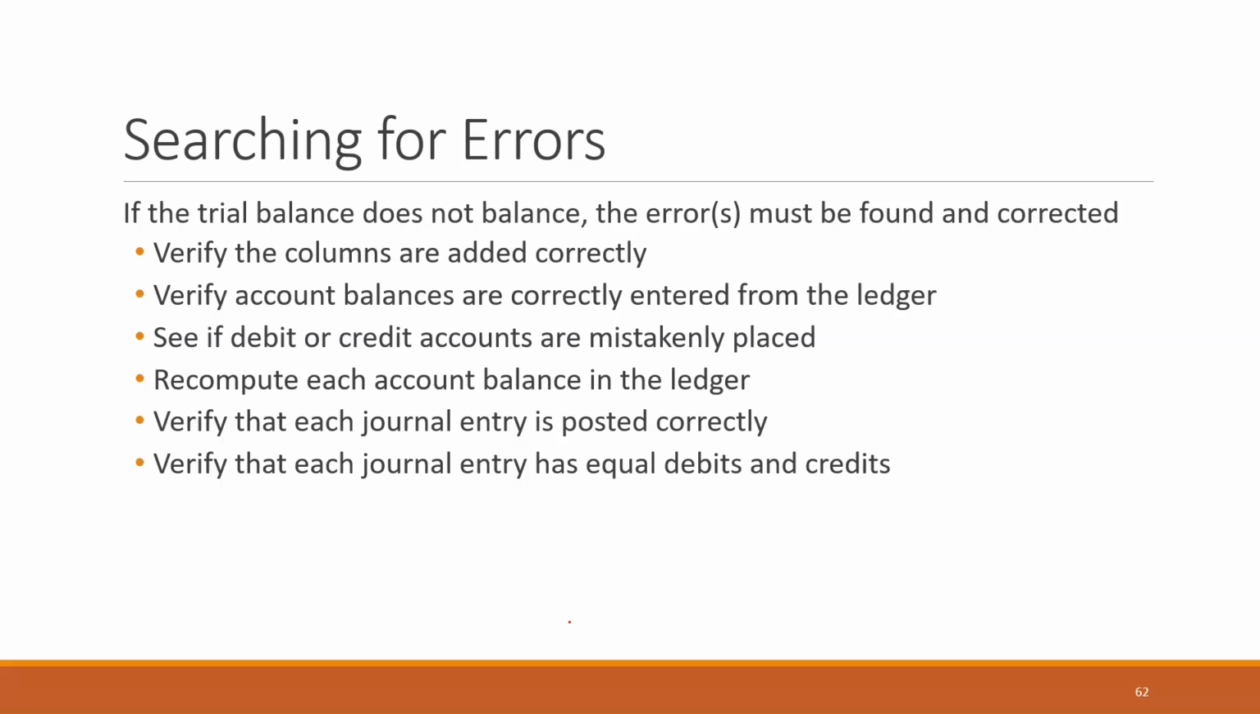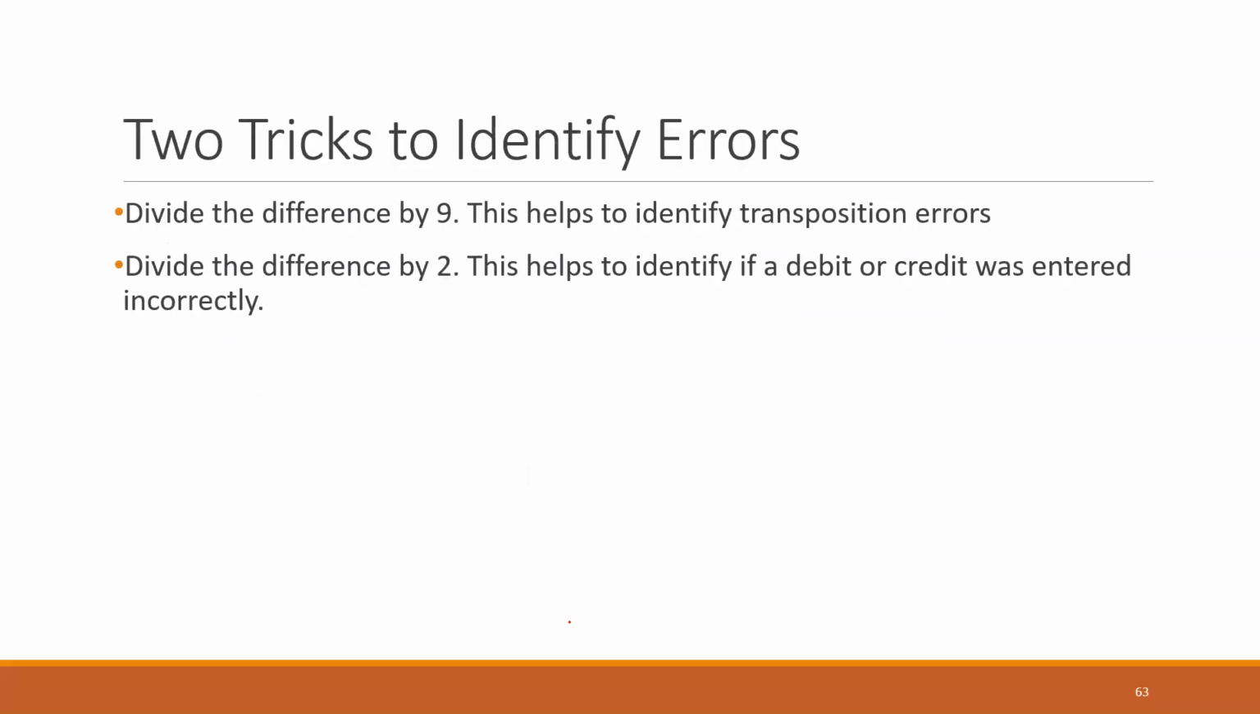Now, there are a couple of shortcuts to help us find mistakes, little tricks that we can use. One is you can divide the difference by 9. If it equally divides by 9, this means we're looking for a transposition error. A transposition error is when we wrote numbers in the wrong number order. So instead of writing 123, we wrote 132.